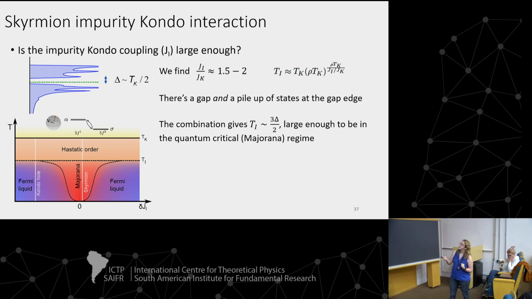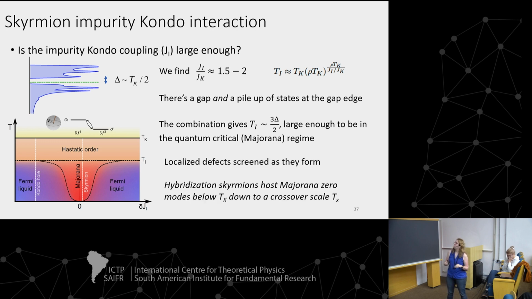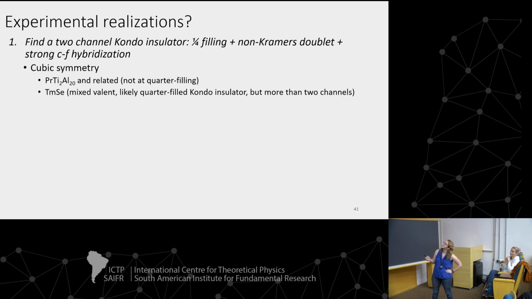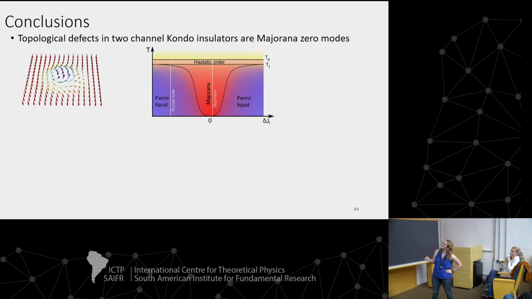The idea is you cool your system down, you enter into this static order, then you form the defect, and as it's formed, you're screening it, and it's in this Majorana regime. So I think that's really cool. You get to move it around. I'll stop my story here so that you can ask questions. We have thought a little bit about experimental realizations. I can go very quickly to my summary.